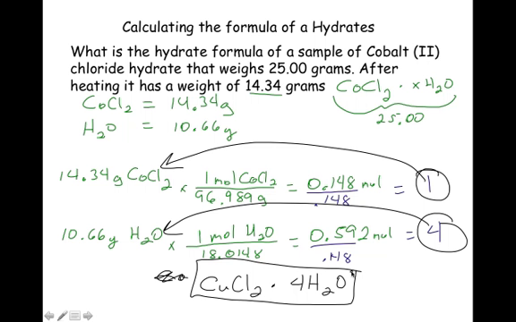So it's really very, very similar to empirical formula, except you are using an entire compound. You're using the anhydrous form of the compound and then the water that was in the hydrated form. You just need to know how much those two masses are and then do the same steps. And that's it.